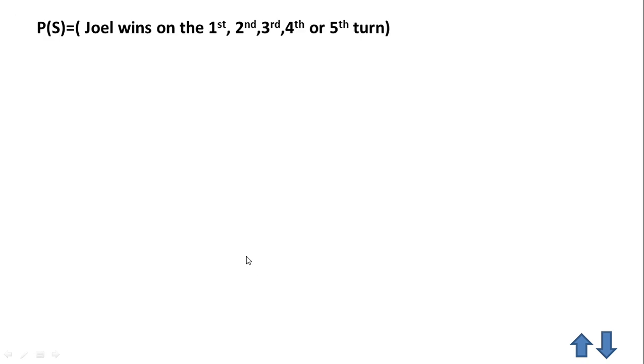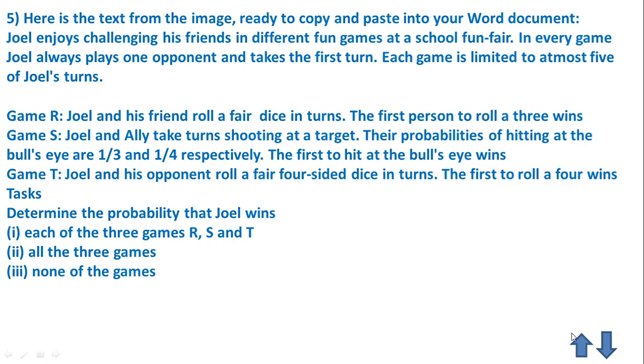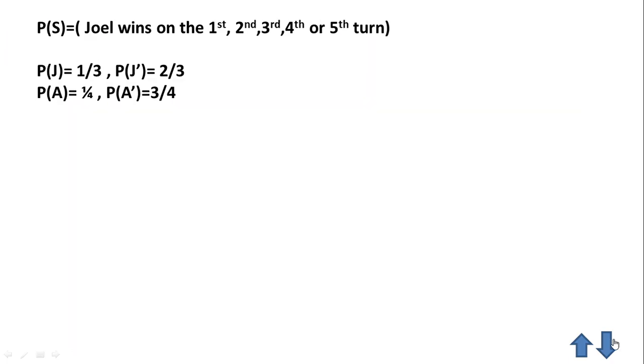Then the probability of winning game S, we have the probabilities of hitting the target, the bullseye. The probability of Joel hitting the bullseye is 1/3, and the friend is 1/4. So if we have their probabilities, we can get the probability of not hitting the bullseye. So the probability of not hitting the bullseye for the case of Joel is 1 minus a third, which is 2 out of 3. And for a friend is 1 minus 1/4, which is 3 out of 4.